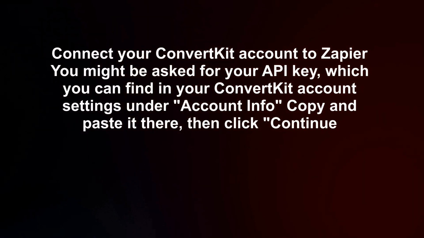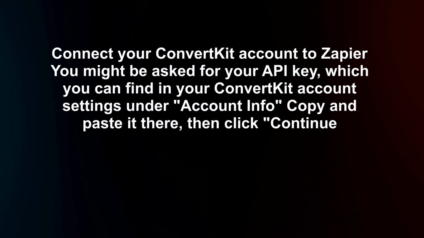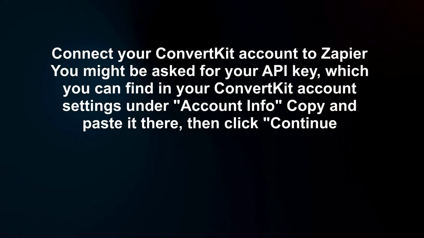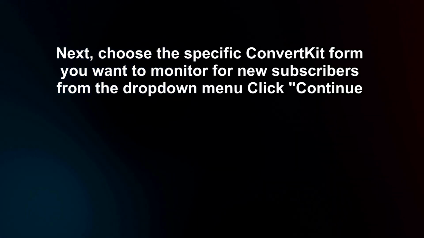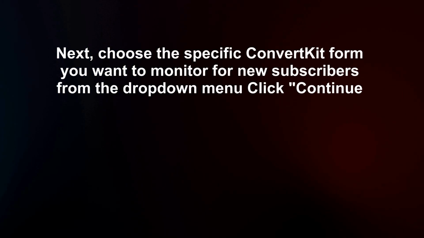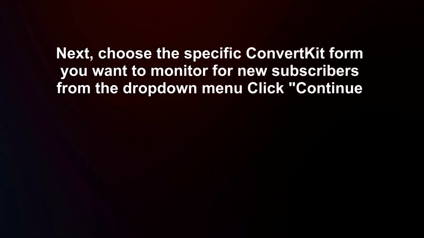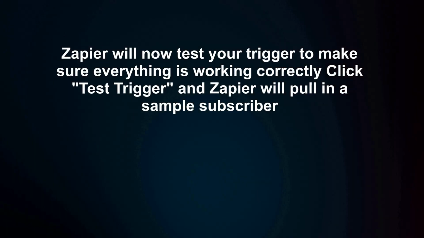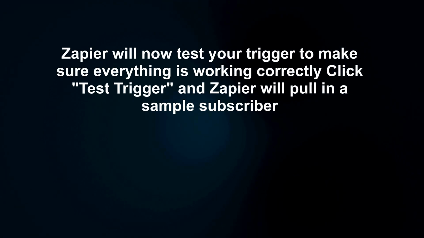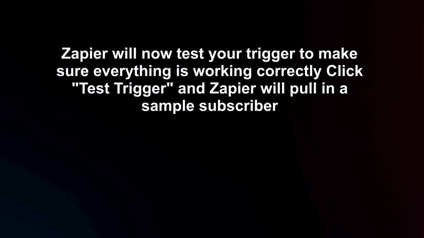You might be asked for your API key, which you can find in your ConvertKit account settings under Account Info. Copy and paste it there. Then click Continue. Next, choose the specific ConvertKit form you want to monitor for new subscribers from the drop-down menu. Click Continue. Zapier will now test your trigger to make sure everything is working correctly. Click Test Trigger and Zapier will pull in a sample subscriber.